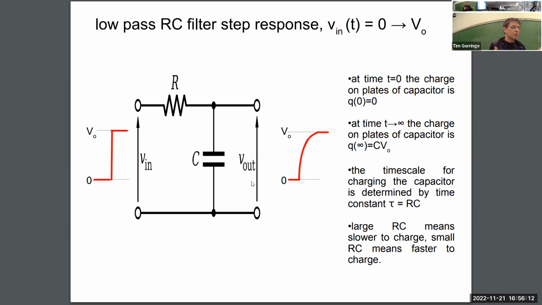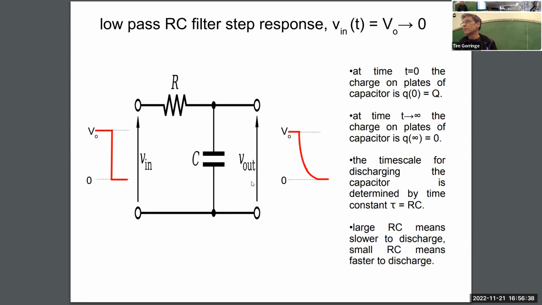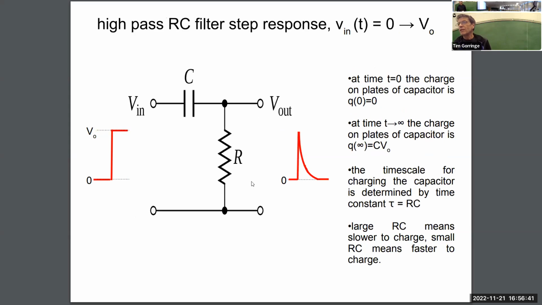The time constant for the frequencies that are passed and the frequencies that are attenuated is determined by the product of the resistance and the capacitance. So that's a time, and that sets the scale of what we mean by a low frequency or what we mean by a high frequency. So that's a low pass filter. This would be a high pass filter.